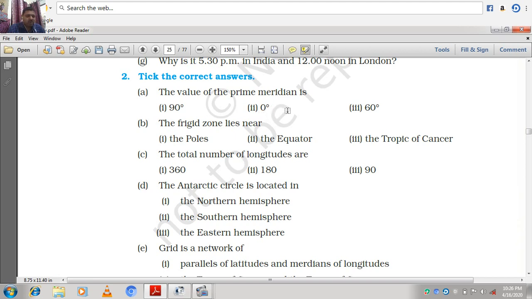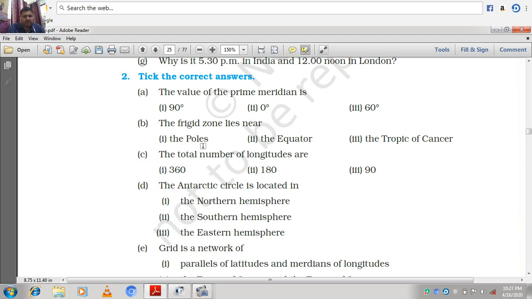यहाँ पर longitude लिखा रहता तो भी सही था. 0 degree latitude, 0 degree longitude. So prime meridian क्या है? 0 degree longitude है. Next B, the frigid zone lies near. frigid zone कहाँ पर होगा? Near the poles. फर्स्ट ऑप्शन सही है.